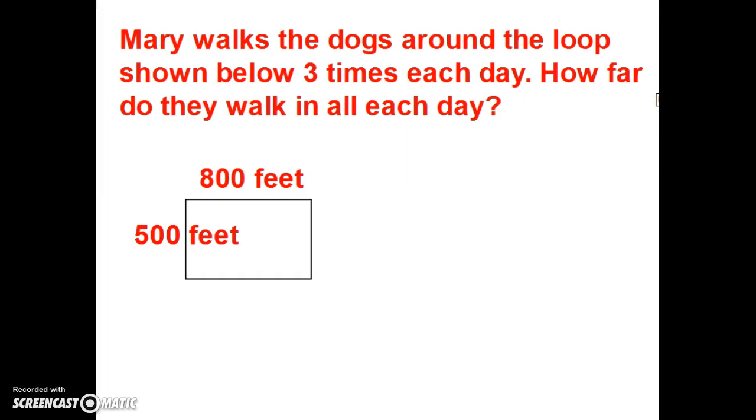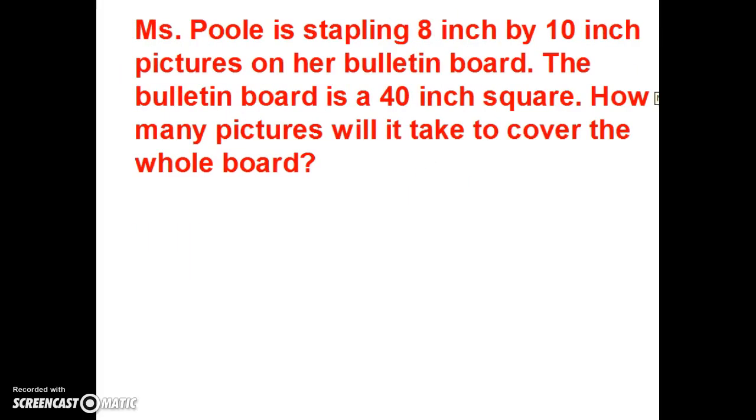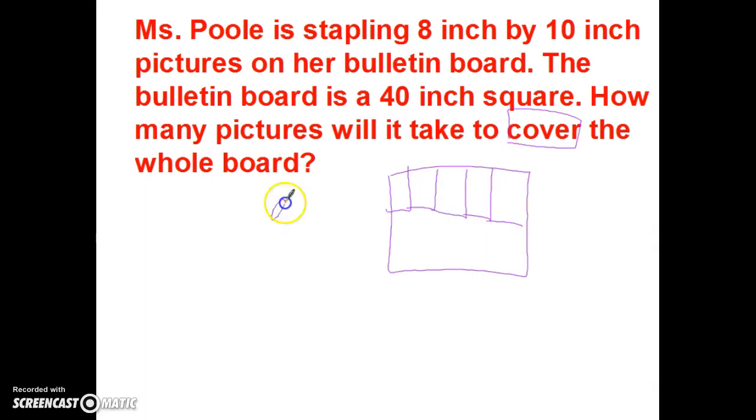Mary walks the dogs around the loop shown below 3 times each day. How far do they walk in all each day? Around tells me I'm going to be doing perimeter. Miss Poole was stapling 8-inch by 10-inch pictures on her bulletin board. The bulletin board is a 40-inch square. How many pictures will it take to cover the whole board? Since I'm trying to cover it, you think this way. Here's her bulletin board, and she keeps putting pictures on, right? So what is she covering? The inside, and when you cover something, you want the area.